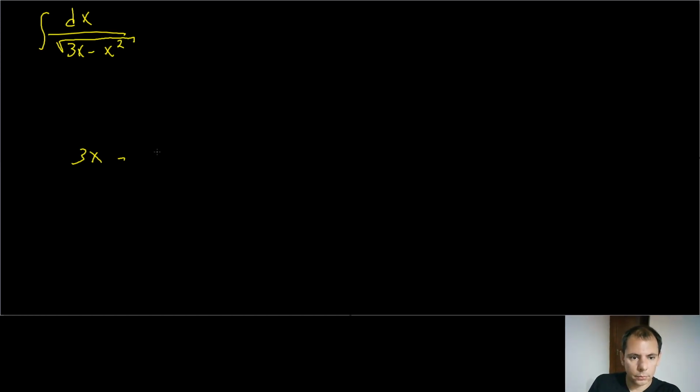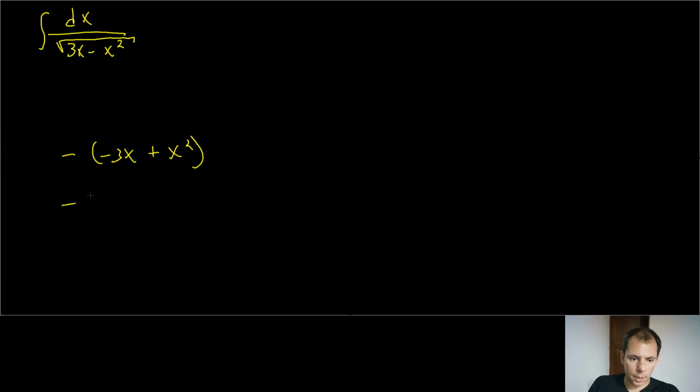Or you can say that you have a minus, and then you've got a minus 3, because you want the leading coefficient here to be 1. When you are completing the square, this has to be 1, not negative 1. So minus x squared... minus 3x plus x squared. Now you can complete the square in here.